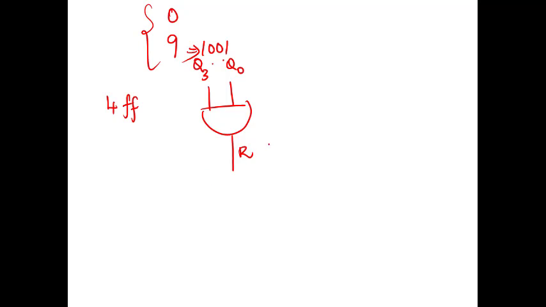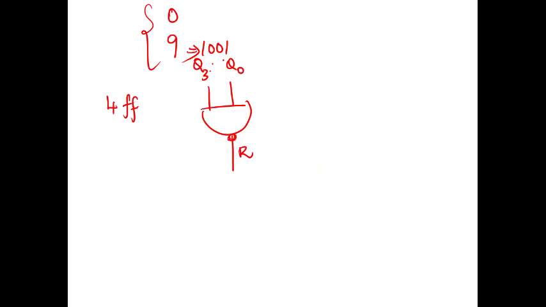If reset is high, meaning if one is given, in fact it depends on the IC number. If one has to be given for the reset, all the flip-flops will be reset. If 0 has to be fed for resetting the particular flip-flop, then you can use a NAND gate. That depends on the IC.